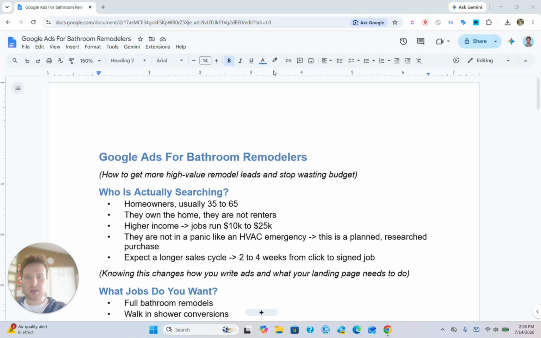If you run a bathroom remodeling company and you're running Google Ads, there's a good chance that you're paying for clicks that were never going to turn into a real job. Bathroom remodels are one of the more competitive and more expensive niches to advertise in with Google Ads. That means the margin for error is small. If you set it up wrong, you're going to burn through your budget fast. But if you set it up right, it's going to be one of the best lead sources you can have.